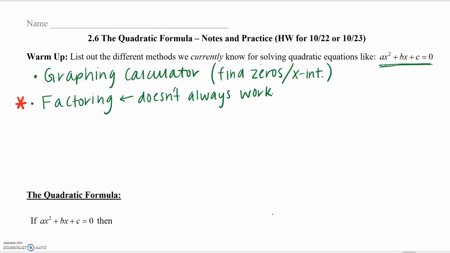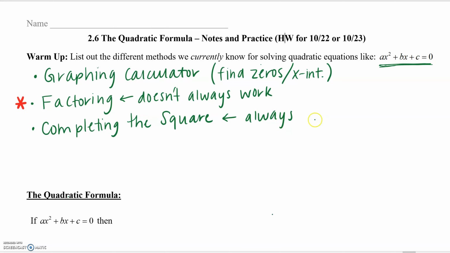So if factoring doesn't work, I move on to my next algebraic technique, which is completing the square. Completing the square is a technique that we learned about on Monday. The nice thing about completing the square is that it will always work, which is nice. The downside to completing the square is it is a little bit more time consuming, right? Remember how much longer it took for us to complete the square than to factor.